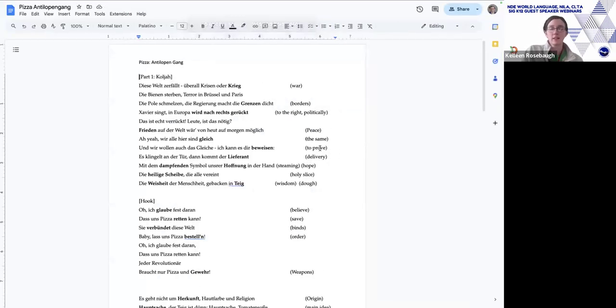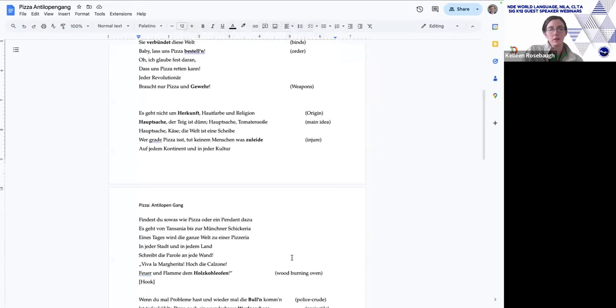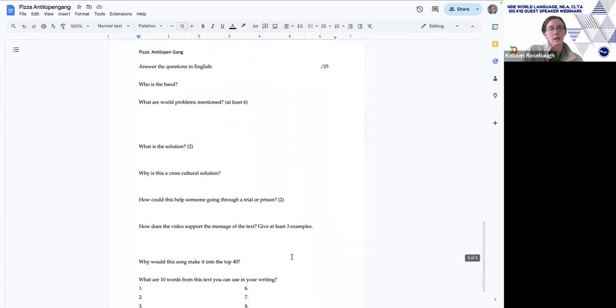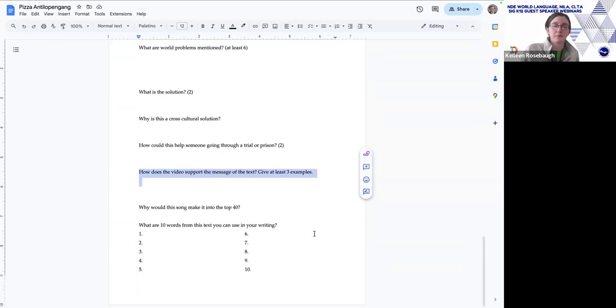They have the full set of text and some vocabulary that they might not be familiar with. And then they're answering, what are the problems that are mentioned in this text? What's the solution that they give? Why do the singers say this is a cross-cultural solution? Because everyone has something that is basically bread with sauce on top. It might not be made of wheat, but you know, it's there. How could this help someone going through trial or prison in which they use pizza to throw at people?